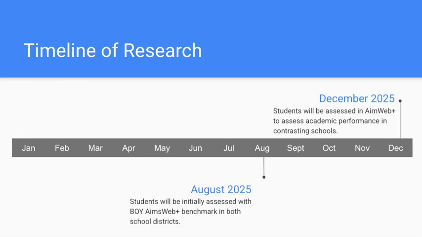Here I have included a timeline graphic representing when students are initially assessed with the beginning of the year AimsWeb benchmark in both school districts in August of 2025. Following those months, the students will be then assessed in AimsWeb Plus to assess their academic performance in contrasting schools for the middle of the year data in December of 2025. The months in between, September, October, and November, the teacher will resume regular instruction following their Alabama standards.